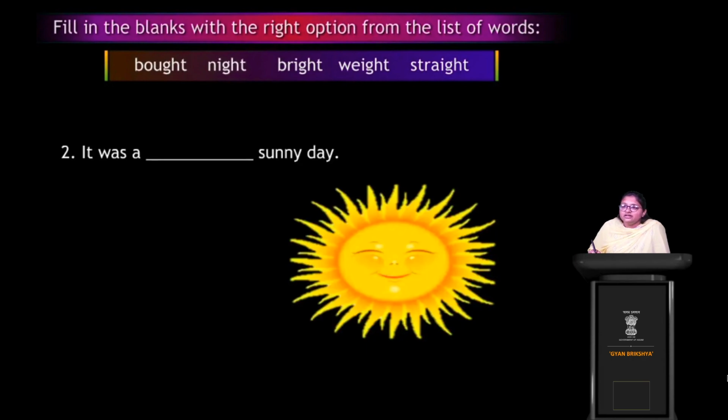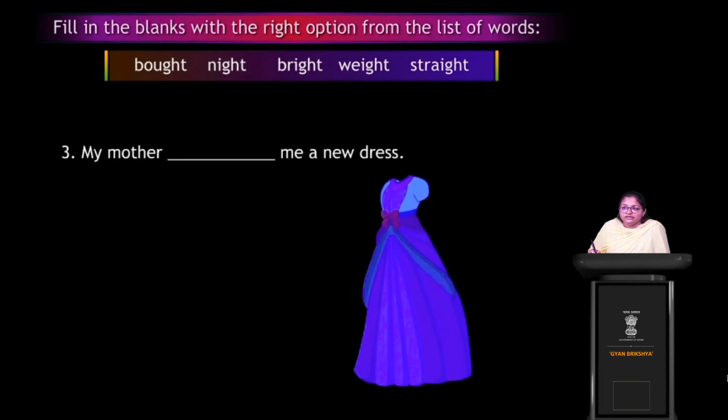Now, my mother dash me a new dress. তো কি হবে? কি লিখবে এখানে? My mother dash me a new dress. My mother, right, very good. My mother bought me a new dress.